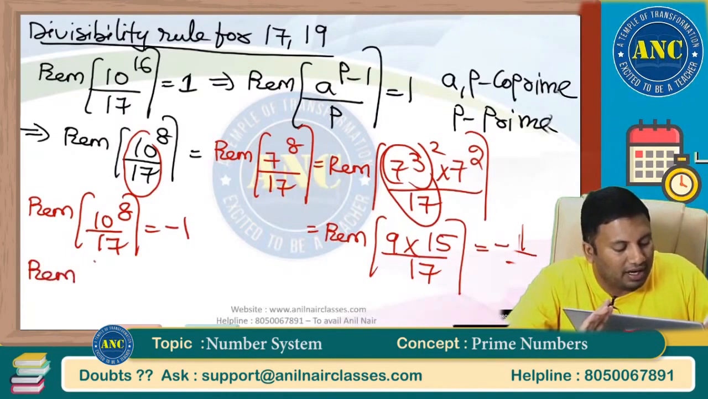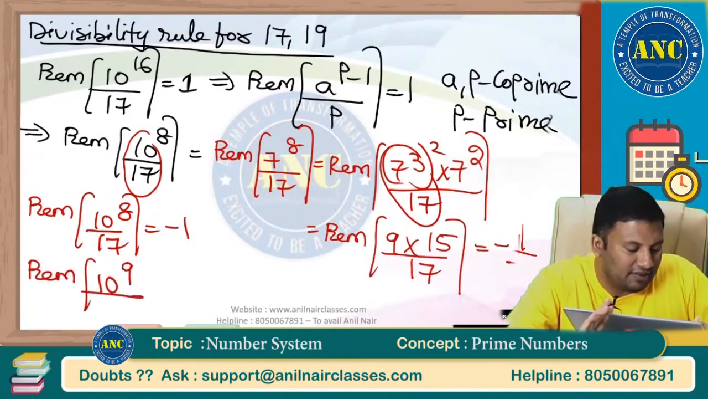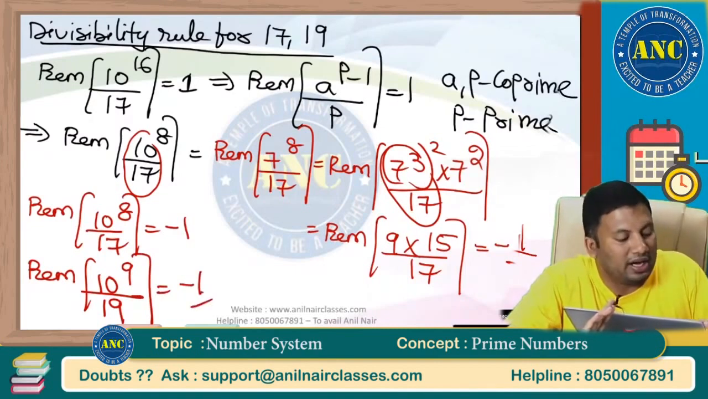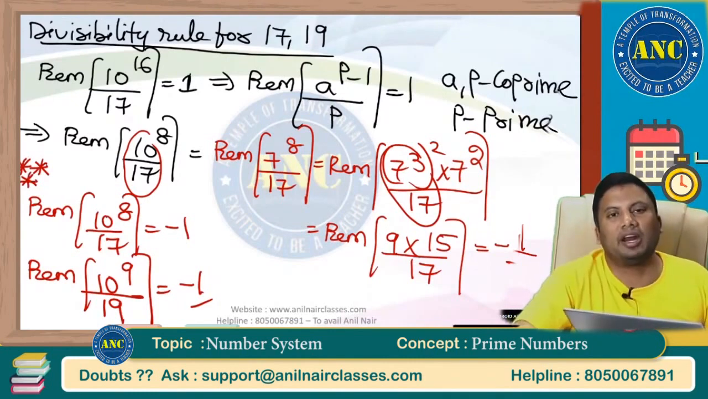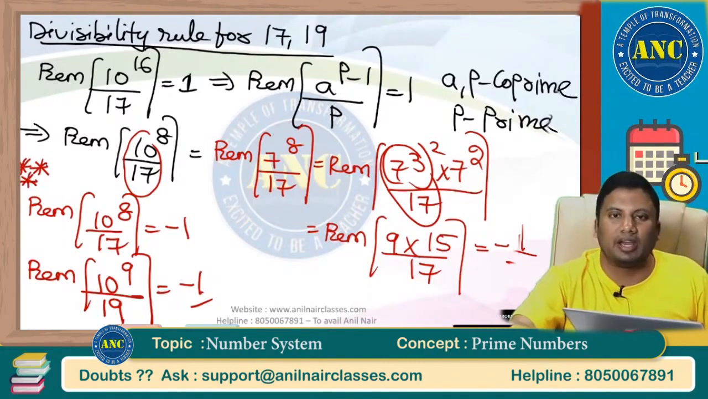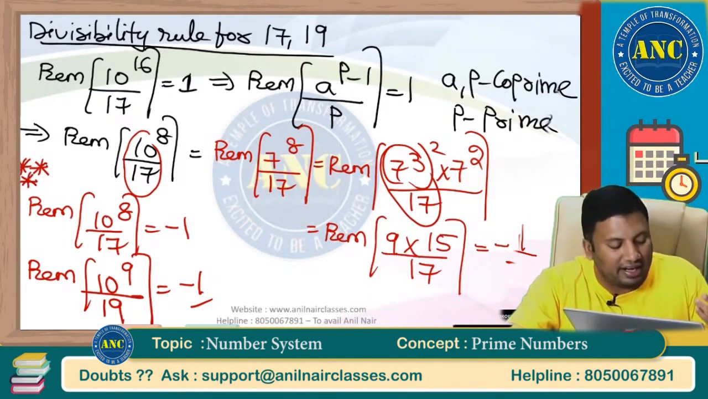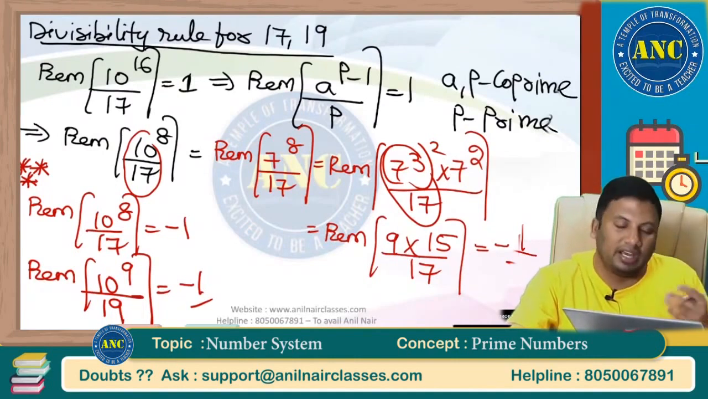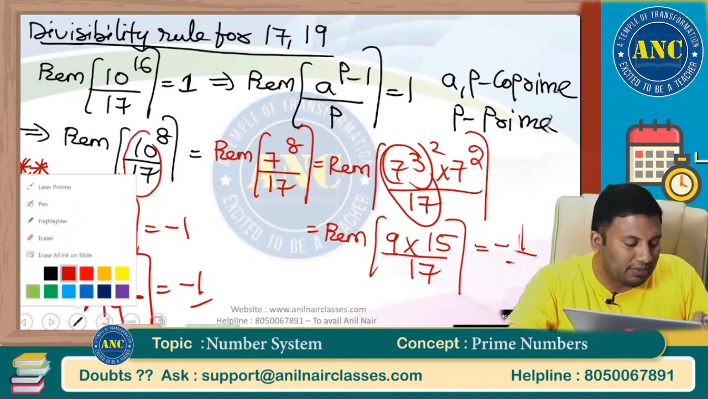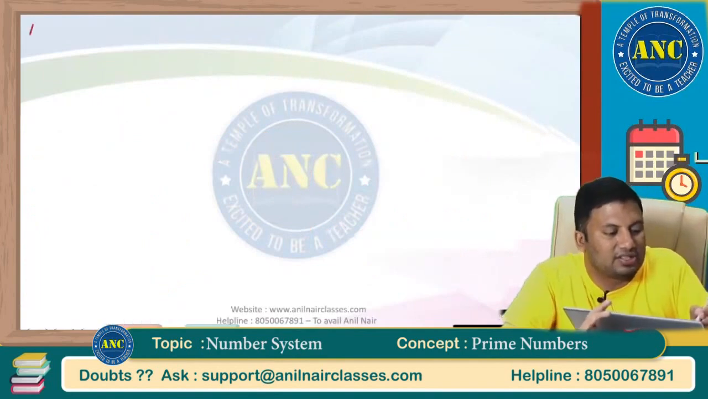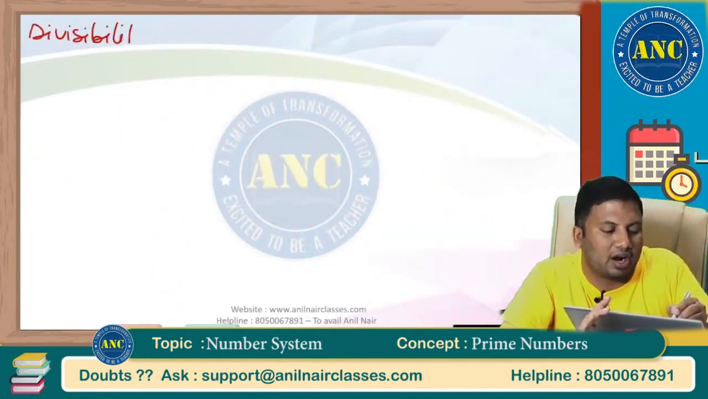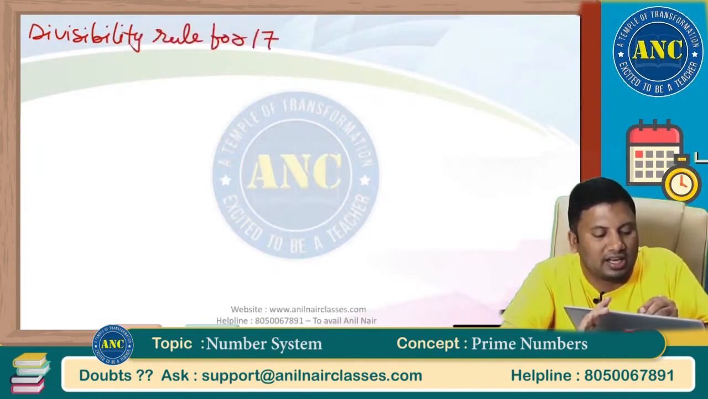Similarly, 10 power 9, if you do it the same way, divided by 19, is minus 1. Very, very important for advanced level problems. 10 power 8 divided by 17 is minus 1, and 10 power 9 divided by 19 is minus 1. From this concept, you can develop the divisibility rule for 17. Some problems look very complicated in mock tests, but once you understand, they become very easy.